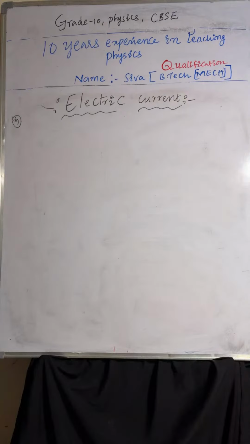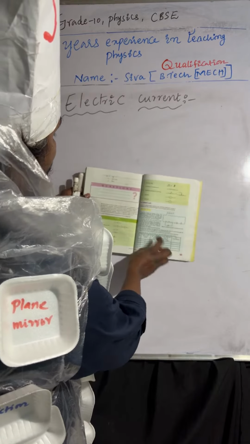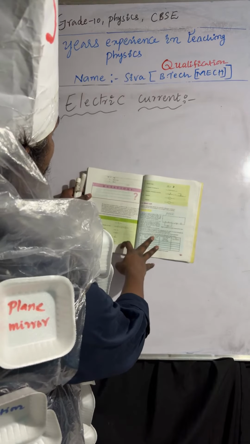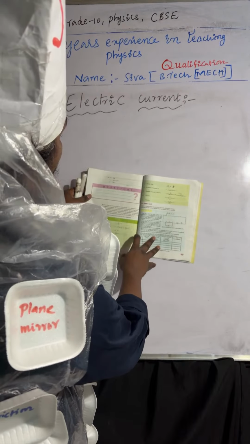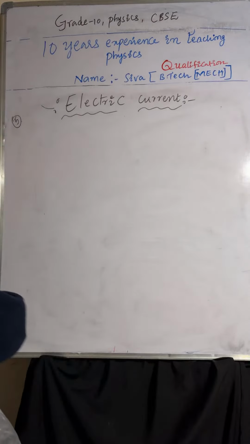So here you can see the table, the tabular column, for electric current. Whatever is there in the tabular column, you must learn this. You have to learn these elements, the common components that are in the textbook. Those points we'll discuss.